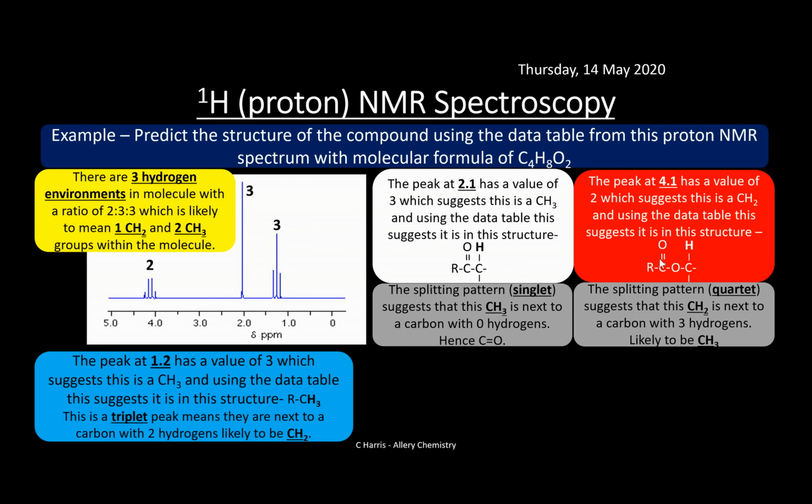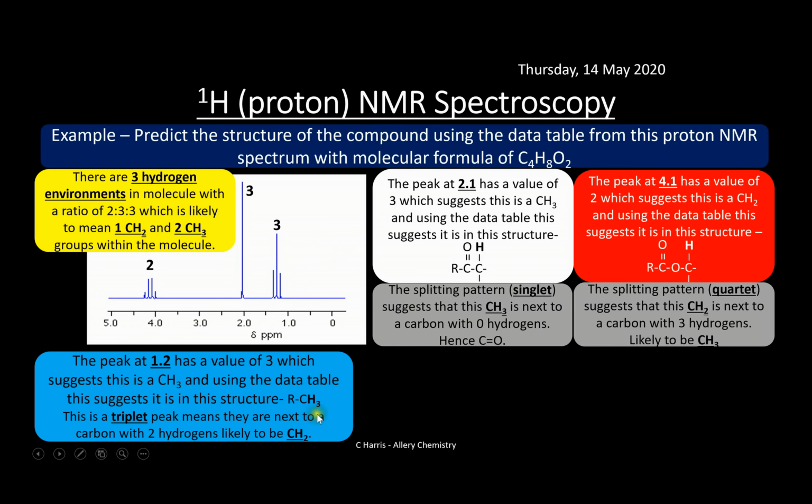This is a peak at 1.2. There's a value of 3, which suggests that it's a CH3, and we're using the data table that you'll have in your data sheet or your data book or whatever you're given in the exam. It might even be in the exam paper. I doubt it. It's probably going to be in your data sheet. And using the data table suggests this structure is an RCH3.